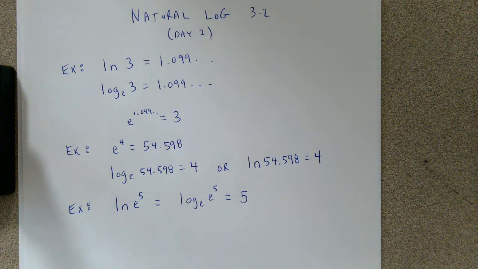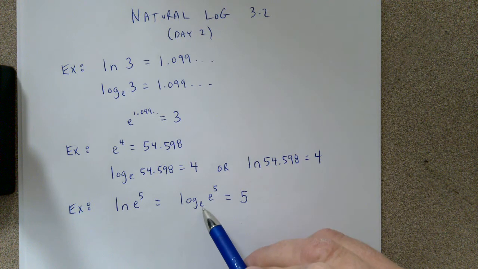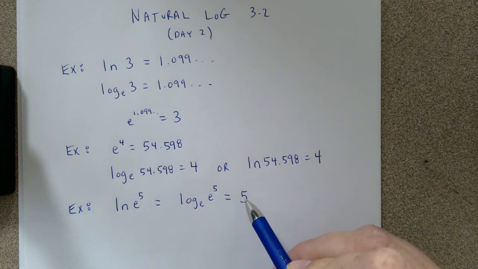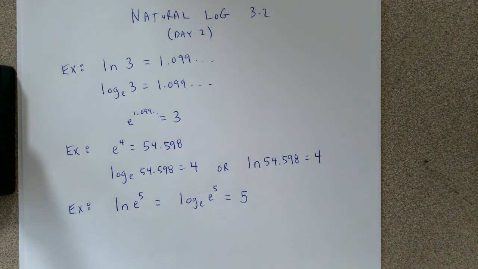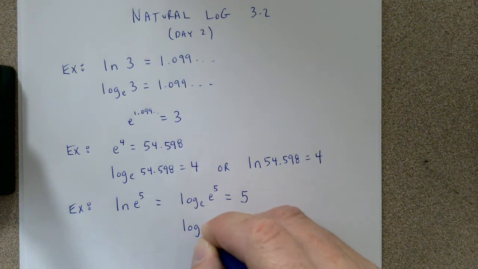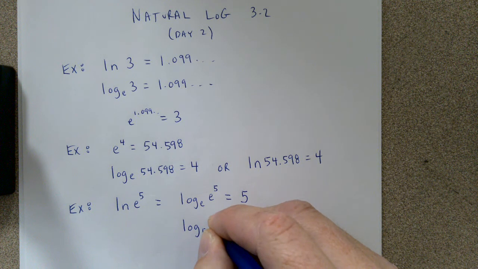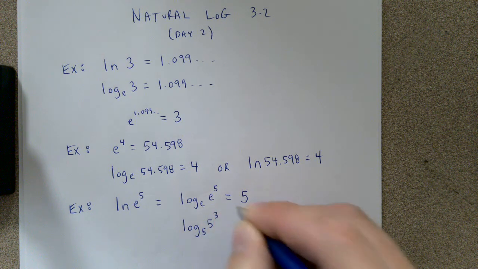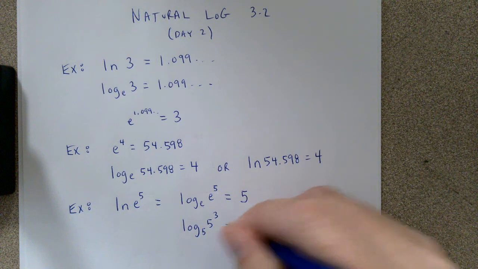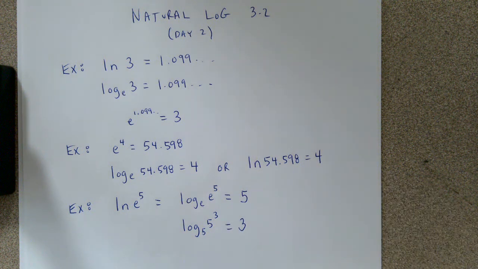Everybody understand what I just said there, the property? If the base is the same as the number written raised to an exponent, the exponent will always be your answer. Just to make sure you understand what I just said, if I gave you the log, let's just say base 5 of 5 to the third, what would the answer be? It'd just be 3. That's one of our log properties.